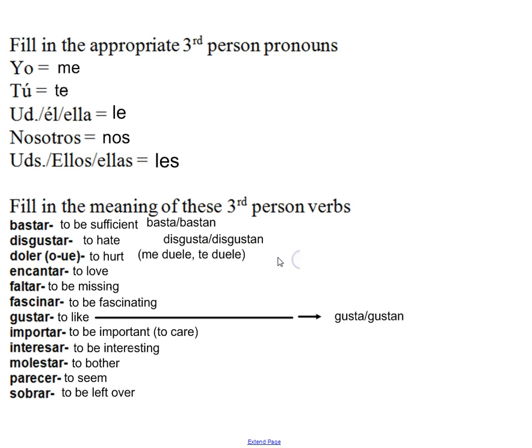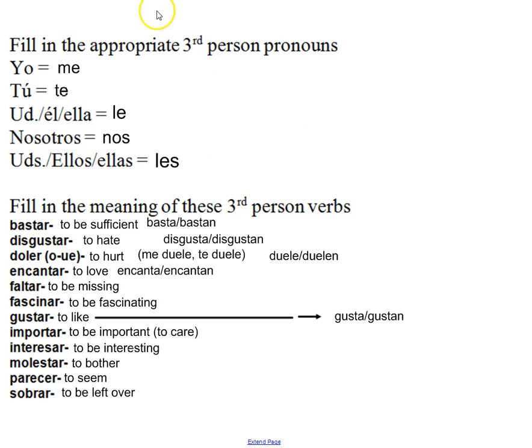For doler, it's either going to be duele or duelen. Encantar is going to be either encanta or encantan. And hopefully you're kind of understanding what I'm doing here. So that goes with all of these verbs here, okay? And basically, you're either going to use the third person singular form of it, or the plural form. The best way to explain how you use this overall is to show you some examples and some sentences.